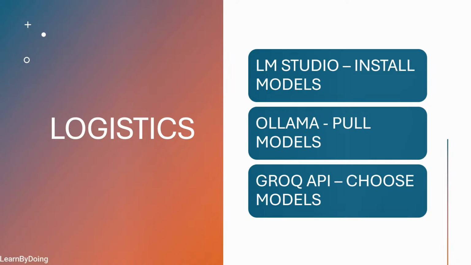For Ollama, you can install Ollama on your local machine and then pull the models so they are ready to be used in inference mode or server mode. And for Groq, you just need to apply for the API and choose the models accordingly.